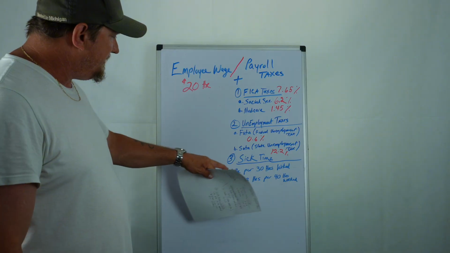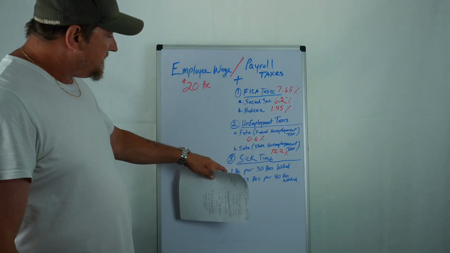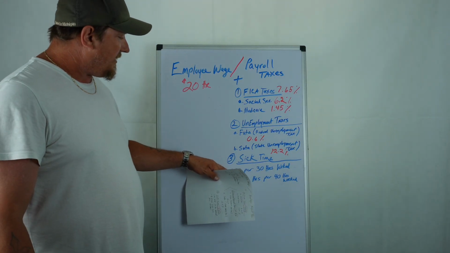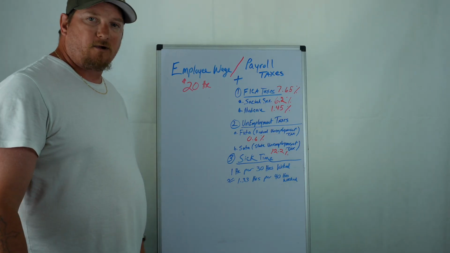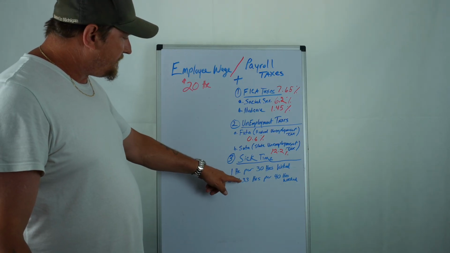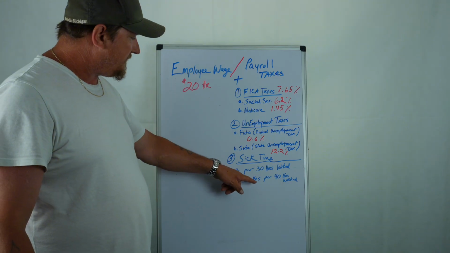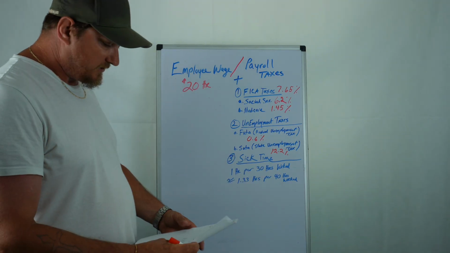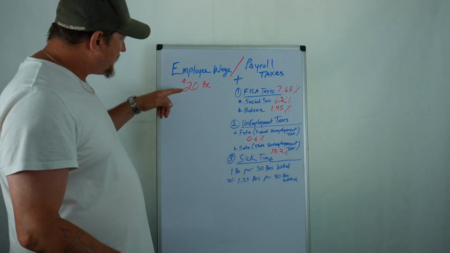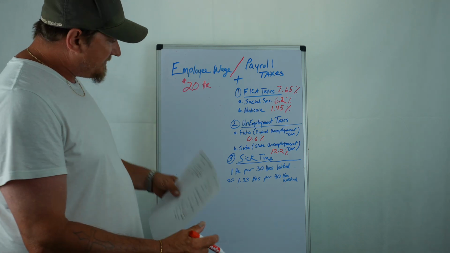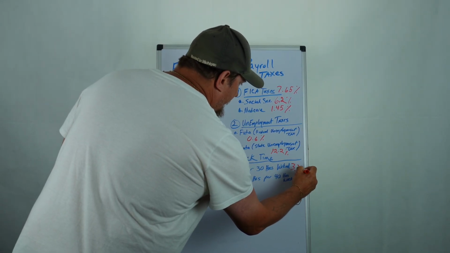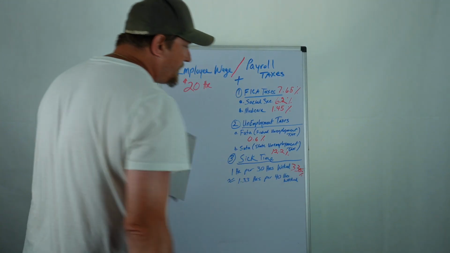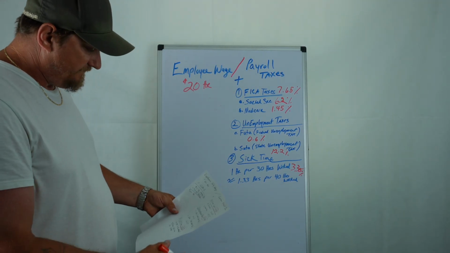Now sick pay, sick time, you get 1 hour per every 30 hours worked. So if an employee works 40 hours, they get 1.33 hours of sick time per 40 hours worked. Now on a $20 an hour wage, that comes to 3.35%. I hope you can see that. It's a little short there.